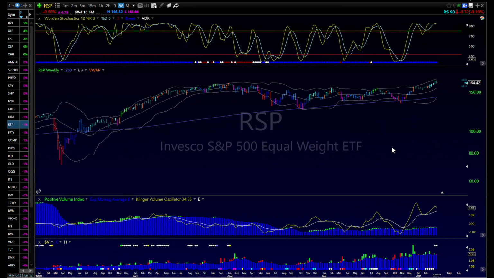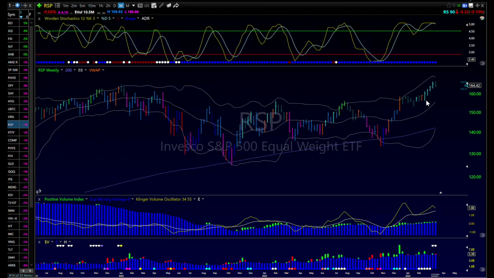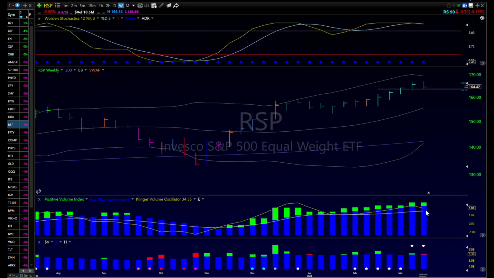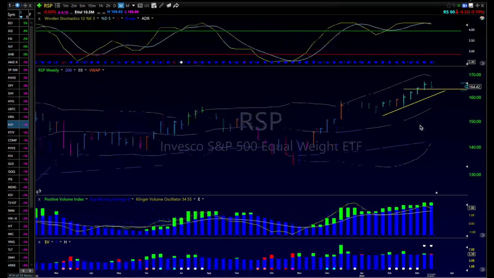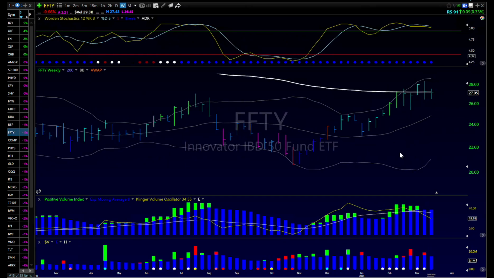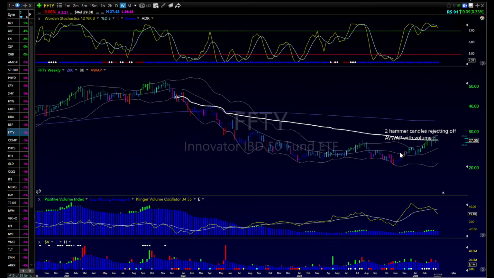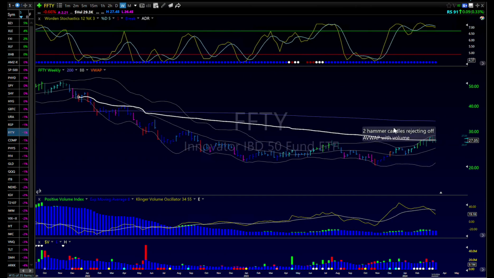RSP, the equal weighted index, starting to fade a little bit. Again, same thing. You got an inside week. Let's see which way it breaks. You have volume here. You have a lower high here. So you're looking for divergences. Lower high there while price is moving up. And you have a cross. So, I mean, my guess would be it's going to break lower. We'll see. FFTY, these are the IBD growth stocks.